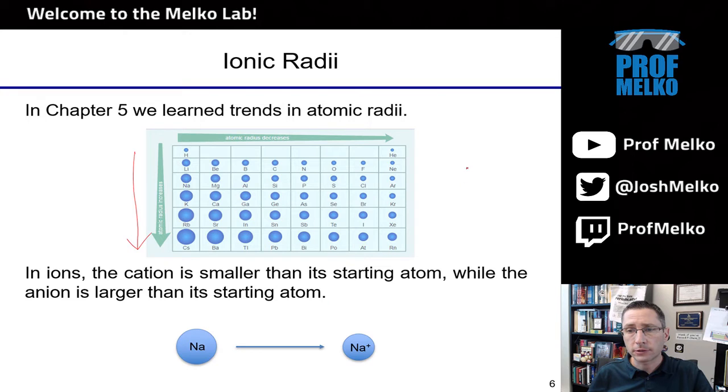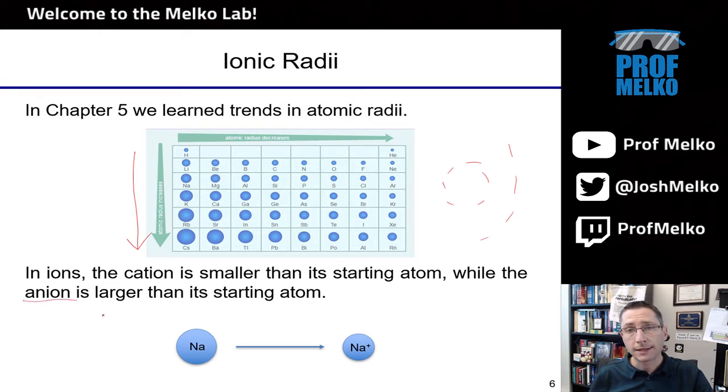Remember these energy levels, you can think of as orbits, 1s, maybe the second energy level's out here, maybe the third energy level's out here. So removing this third energy level makes the atom overall smaller. So as things get positively charged or lose electrons, they become smaller. And the opposite trend is true.